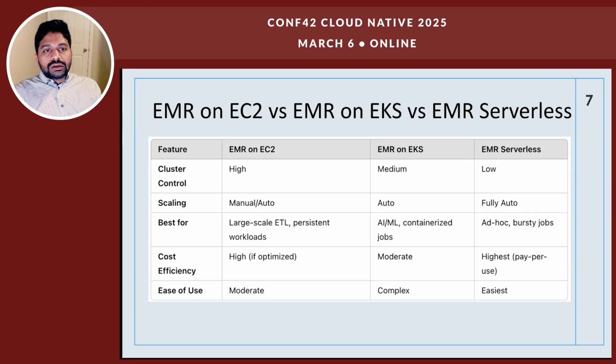As I said, if you look at the differences, the cluster control on EMR on EC2 is high, then EKS is medium, then serverless is pretty much low, and we don't have much control there. Scaling-wise, EC2 is manual, you can automate on EKS, and serverless EMR is fully automated. EC2 is for large scale ETL and EMR workloads, ML container kind of jobs, ad hoc or bursty jobs. Cost efficiency, this is where you can see the key cost savings.